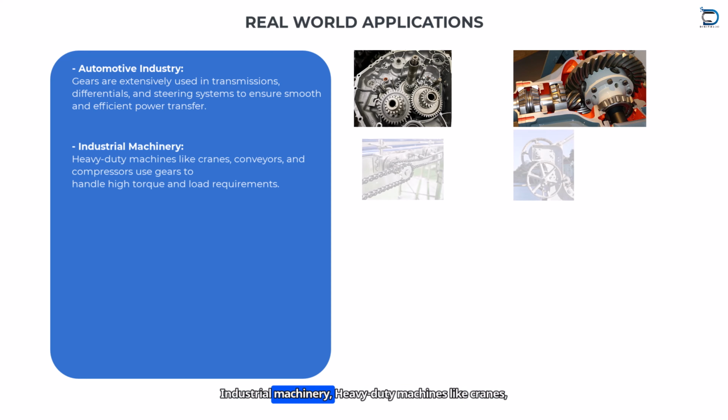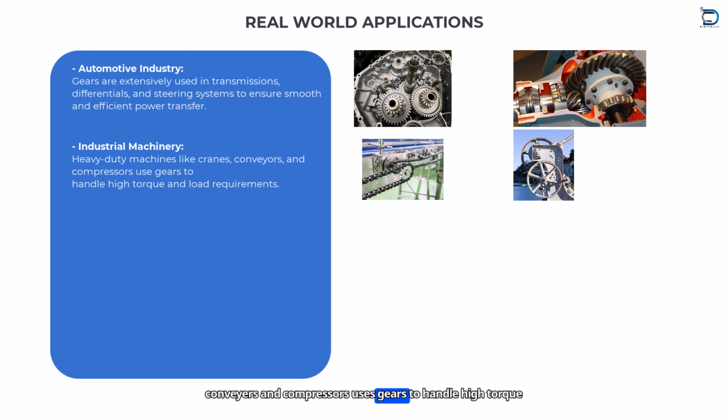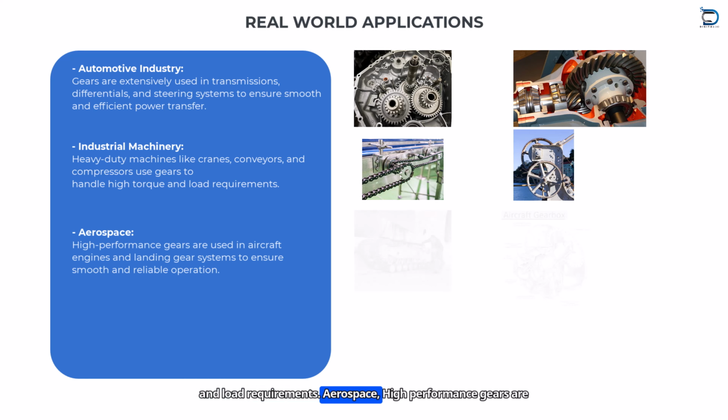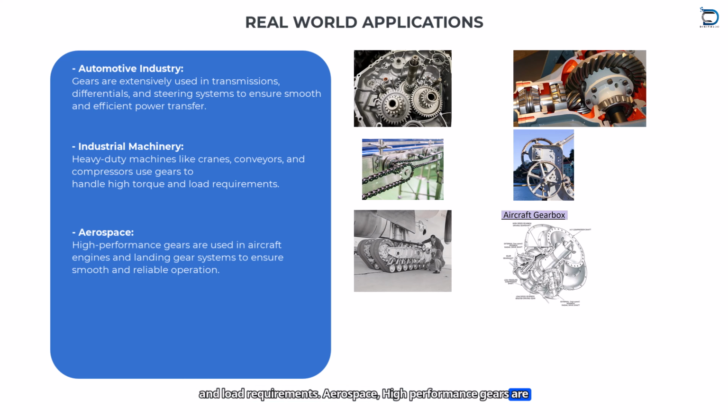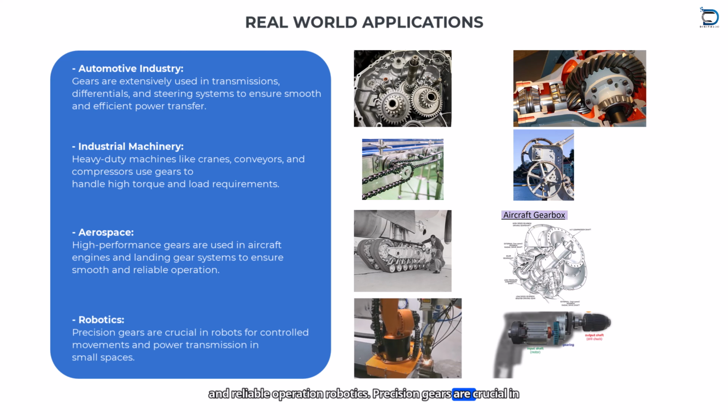Industrial machinery. Heavy-duty machines like cranes, conveyors, and compressors use gears to handle high torque and load requirements. Aerospace. High-performance gears are used in aircraft engines and landing gear systems to ensure smooth and reliable operation. Robotics. Precision gears are crucial in robots for controlled movement and power transmission on a small scale.